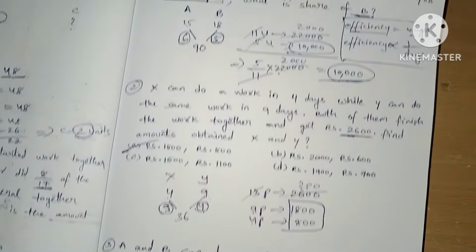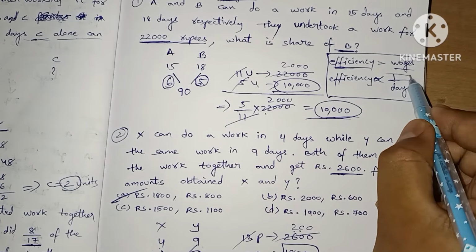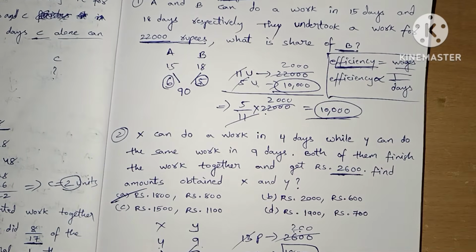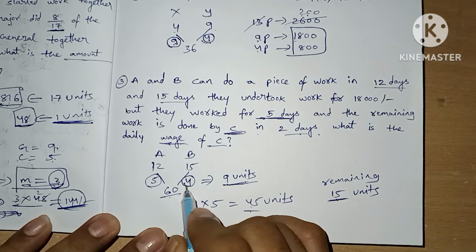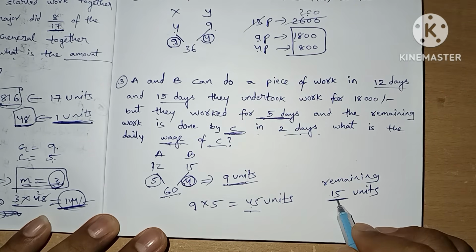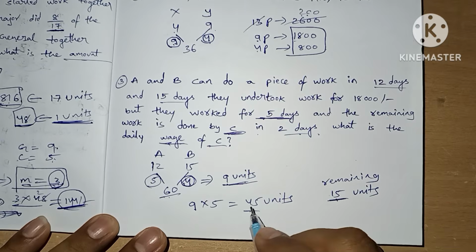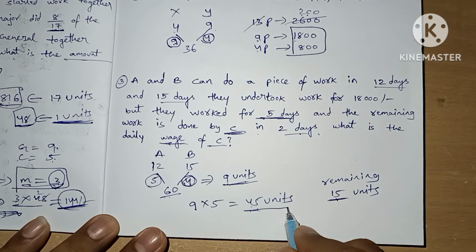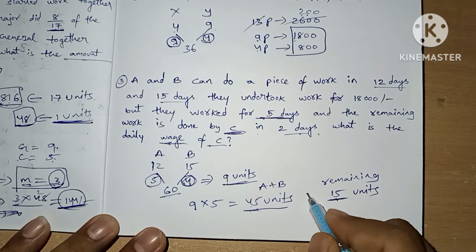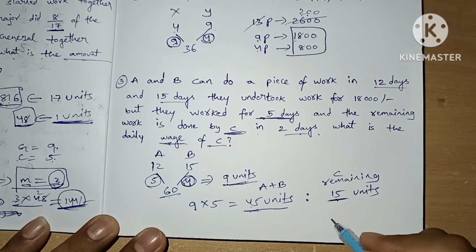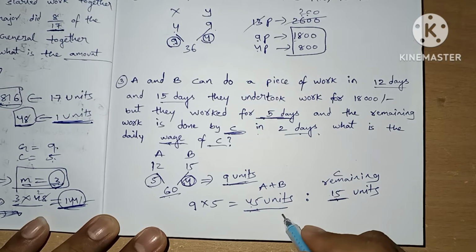Efficiencies is nothing but wages. Here the efficiency is nothing but the units, and the units is nothing but the wages. So this 45 units is completed by A and B together, and this 15 units is completed by C. So the ratio is 3 is to 4.